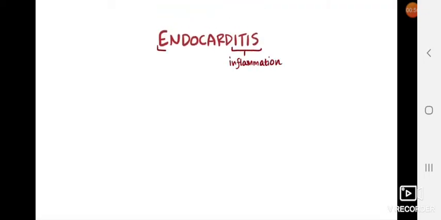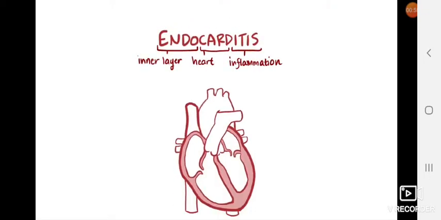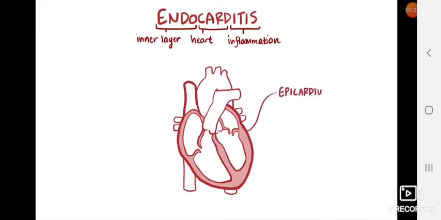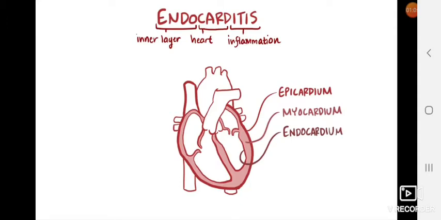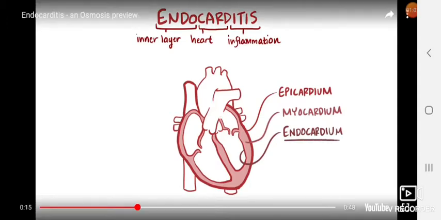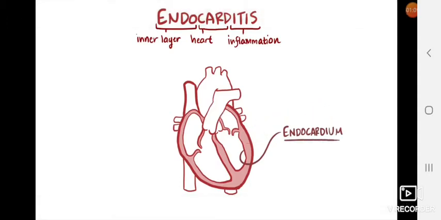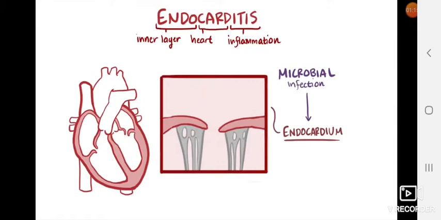Endocarditis means inflammation of the inner layer of the heart. The heart's wall is made up of three layers, the epicardium being the outermost layer, then the myocardium, and then the endocardium, which is the layer that gets inflamed. It turns out that most cases of endocarditis are due to microbial infection of the endocardium, usually involving the endocardium lining the cardiac valves.